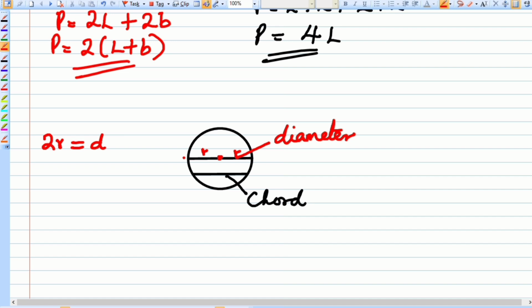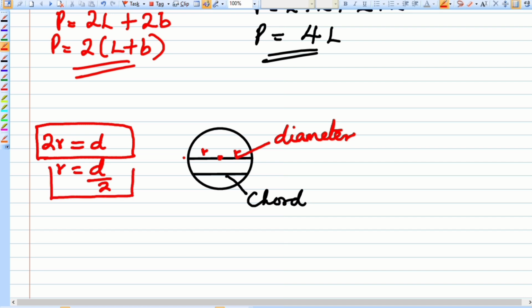Invariably, if we make r the subject of the formula, I discover that r is equal to diameter divided by 2. So these are 2 formulas you need to know. Whenever you want to find the diameter of a circle when you're given the radius, just multiply the radius by 2, and when you're given the diameter and you want to get the radius, divide the diameter by 2.